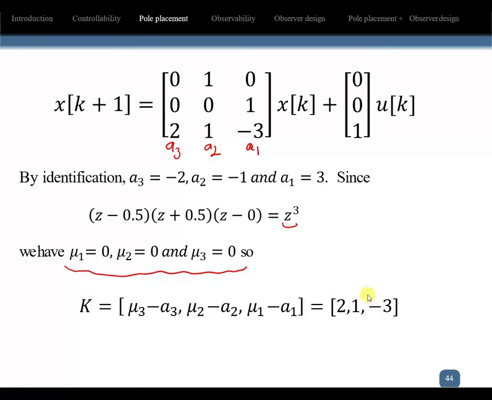Or you can do the same thing with the determinant of zI minus G plus HK equal to z to the power 3. You expand the equations and find K1, K2, and K3, or you can directly solve by this formula.